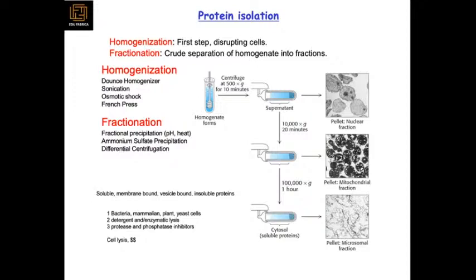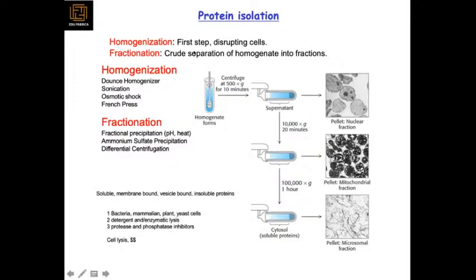So here in the homogenization, there are like four ways of doing it. One is the Dounce homogenizer. It's a technique where you can homogenize things automatically. Then there is sonication with sound, or giving an osmotic shock, or a French press. So there are various techniques to do so. Then fractionation is possible by changing the pH or by heating it. We can also do this fractionation by ammonium sulfate precipitation or differential centrifugation. Doing different ways of centrifugation, we can also have different membrane bound or vesicle bound particles in our system.